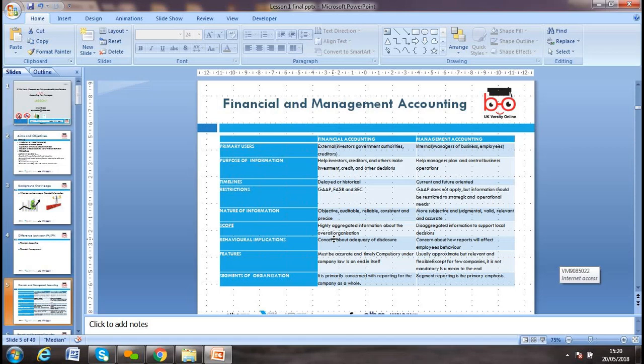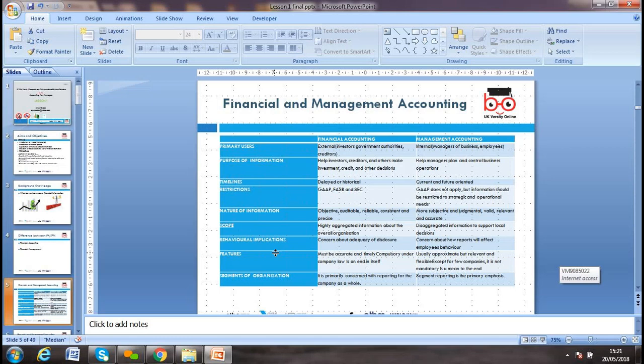Behavior implication: concern about disclosures, and the reports of fact must be accurate, timely, and compulsory under the company law. We call it the Companies Act 2006 in the UK, and in different parts of the world company law is slightly different, like in South Korea or North Korea. Every country has different company laws, so we have to follow them under financial accounting.